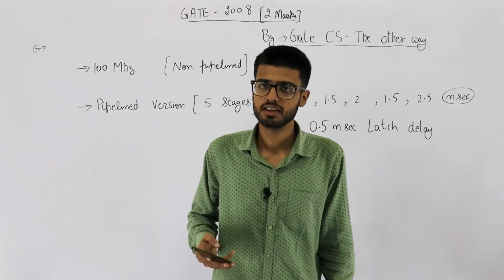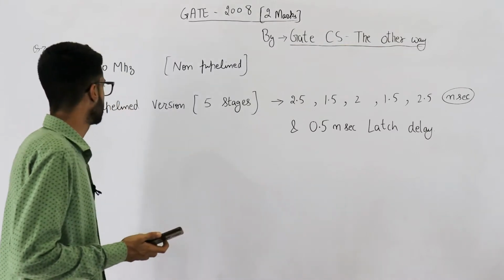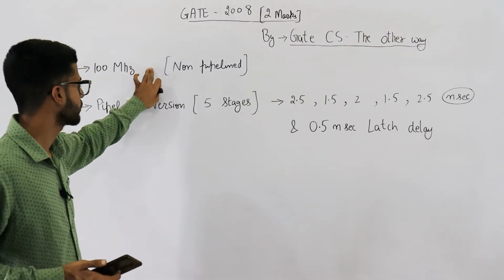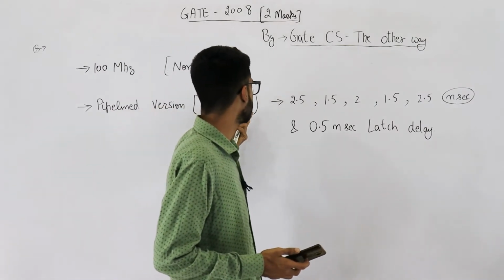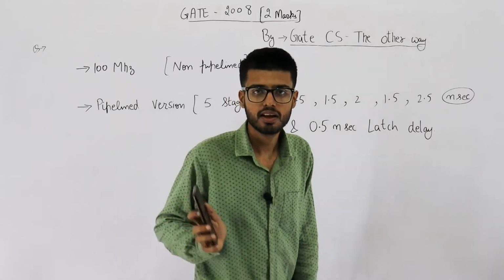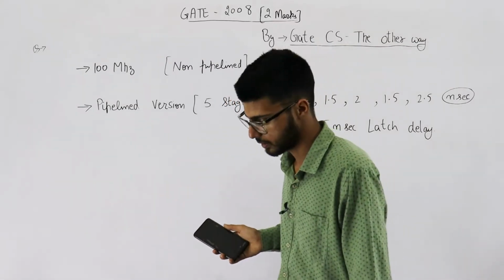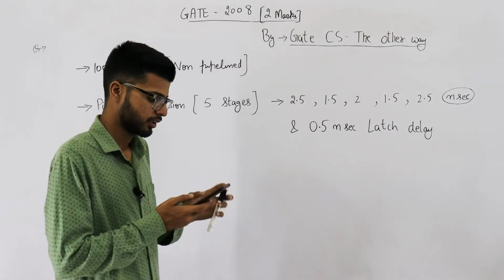Hello, this question is taken from GATE 2008 exam. It's a 2 marks question where we need to compare a non-pipelined version of a CPU with the pipelined one. The pipelined one has 5 stages with these delays, and then we need to calculate the speed up. First, let's just read the statement.